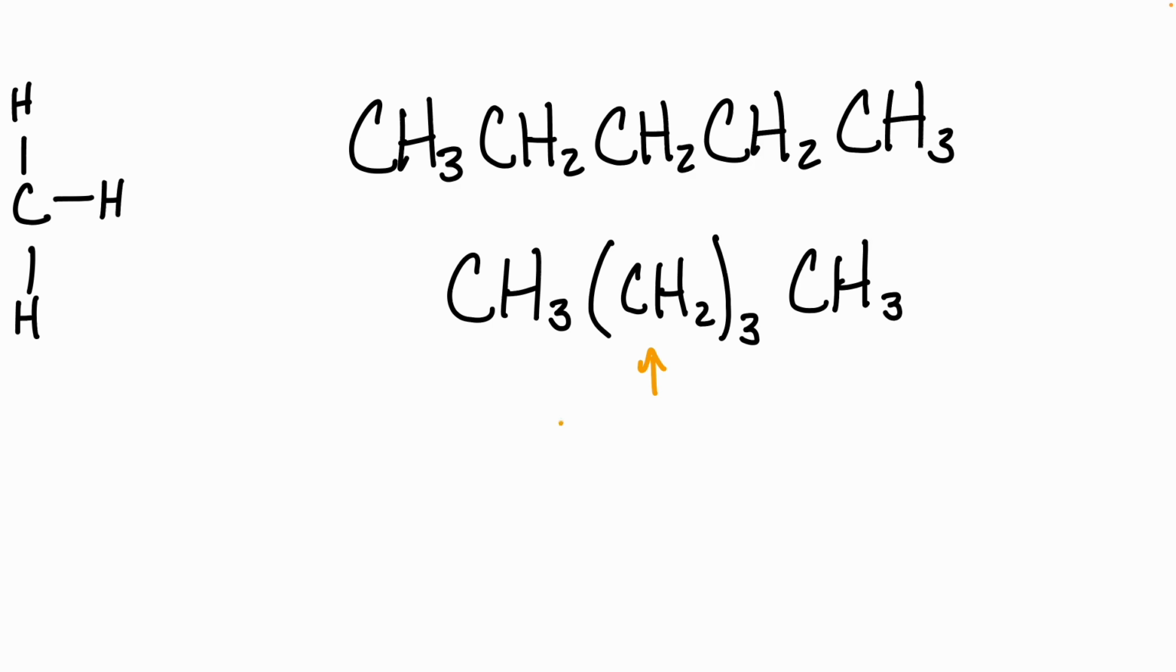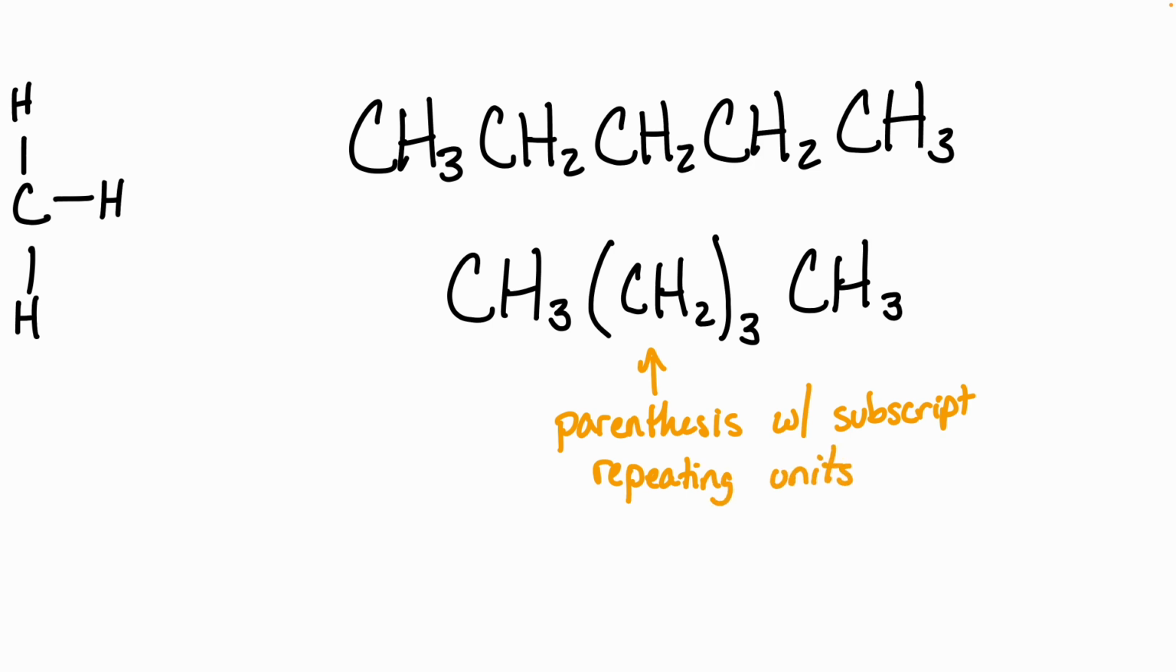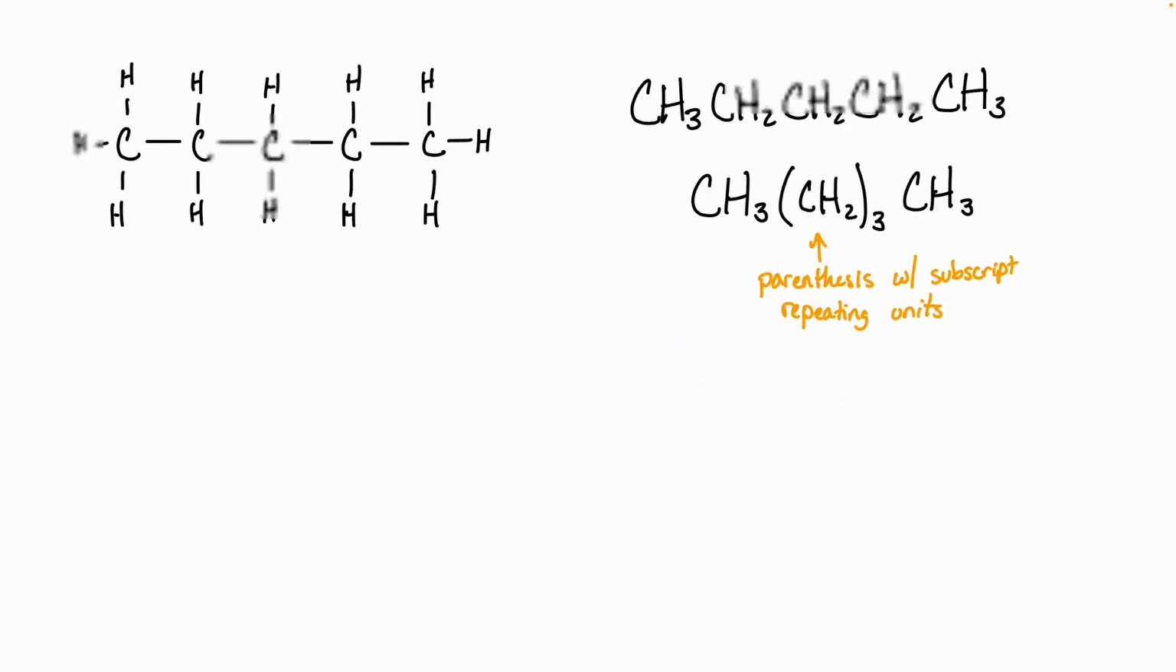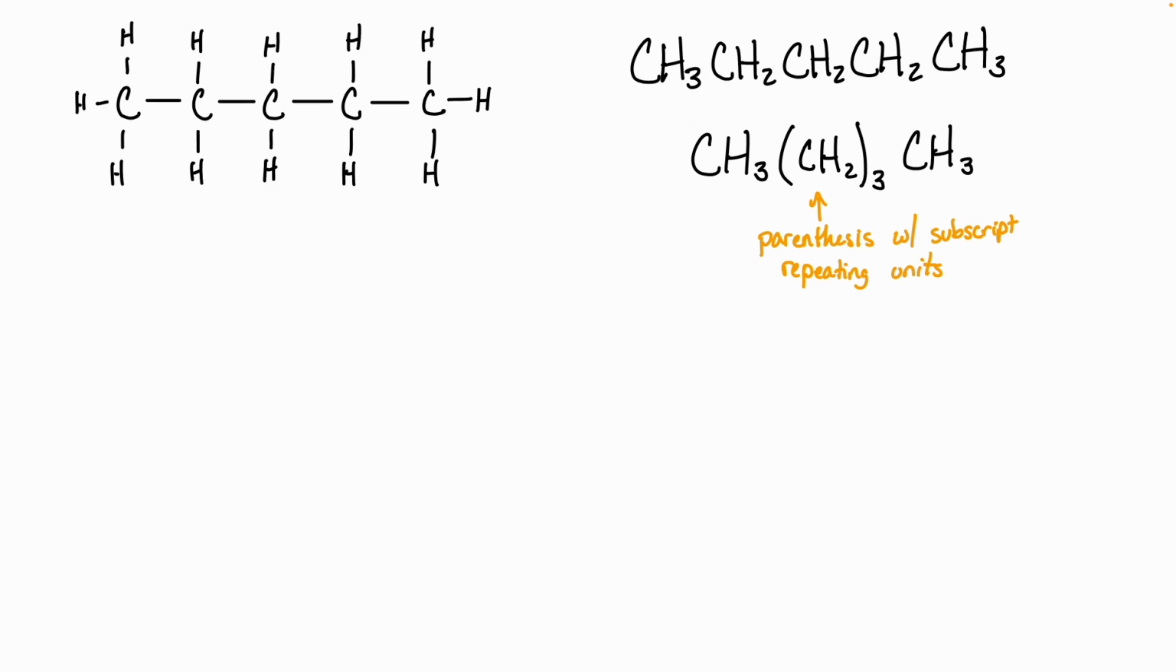Okay, so when we have our parentheses with that subscript, that means we have these repeating units. And so you can see that if you're doing this like 10 carbon molecule, using your condensed structure can save you quite a bit of time compared to drawing out your Lewis structure. All right. The other thing that you will see is something like this.